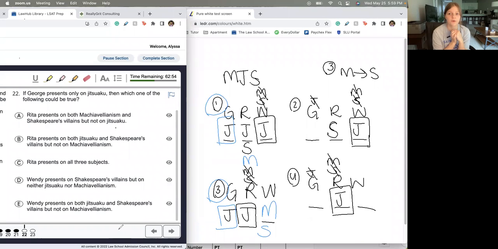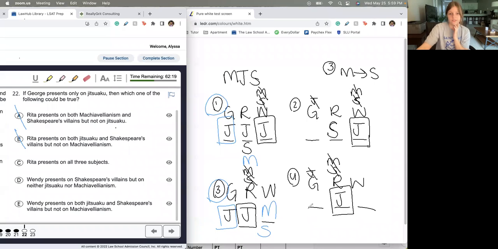So going through, I'm sorry, I'm rushing, but we're stuck on time. A, R presents on both M and S, but not J. I'm not having that happen. I actually have to have J and R, so there's no way that we can exclude J from R. B, R presents on both J and S, but not on M. Again, not happening. I have to have M when I have J and S, and in that third world, I don't have S at all, so I can eliminate that.